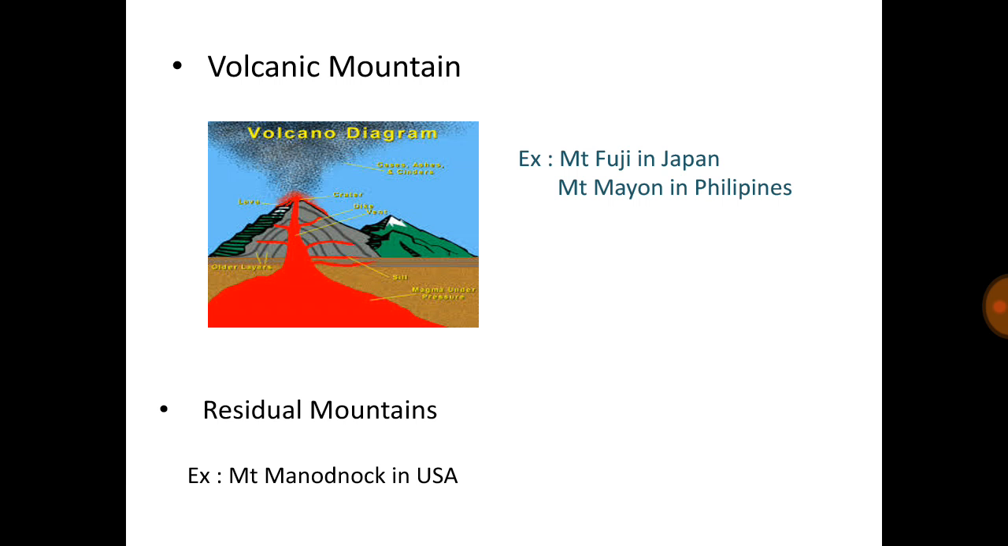When a volcano erupts, after eruption it will leave a mountain type of structure. So these are known as volcanic mountains. Examples are Mount Fuji in Japan and Mount Mayon in the Philippines. Next is residual mountain. When the structure is eroded or weathered away by natural forces, the leftover residual is known as residual. If it has the characteristics of mountains, it is known as a residual mountain. An example is Monadnock in the USA.